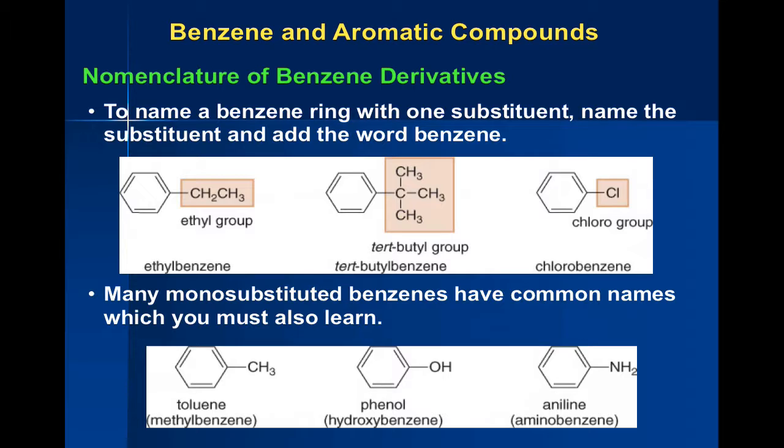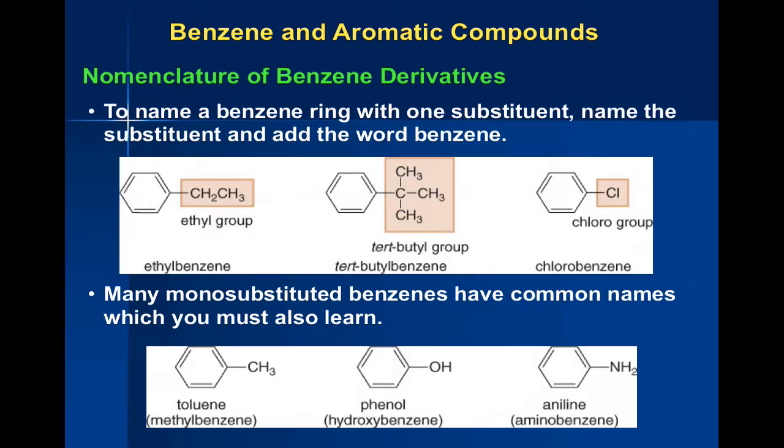Typically, the easy way to get away with some of this is just to name the substituent and then add the word benzene. So here, obviously, we have an ethyl group attached to a benzene ring. It's ethyl benzene. Here we have a tert-butyl group attached to a benzene ring. It's tert-butyl benzene. Here we have a chloro group attached to benzene. It's chlorobenzene. Pretty straightforward kind of nomenclature.